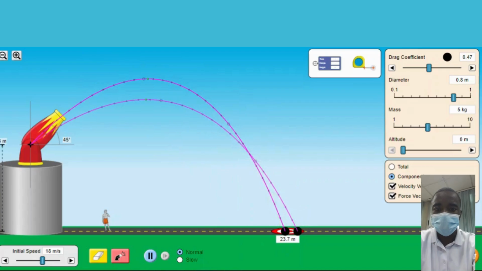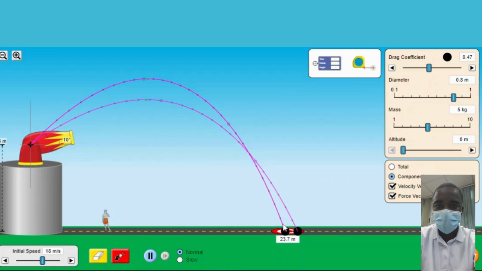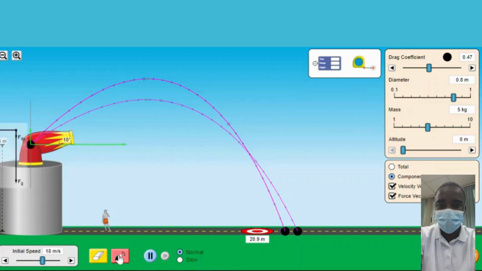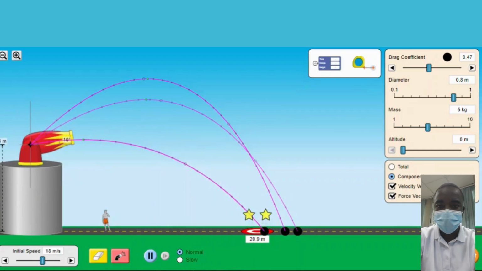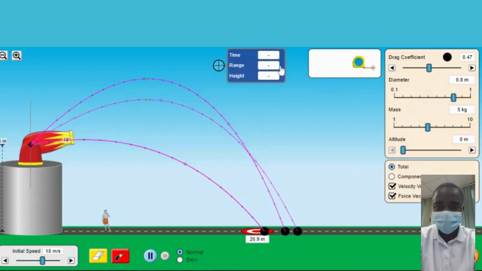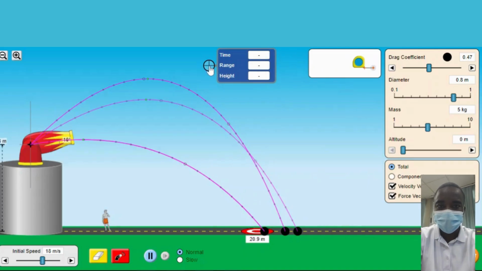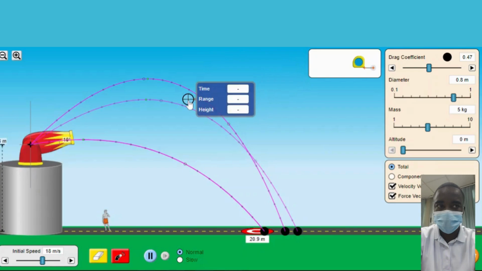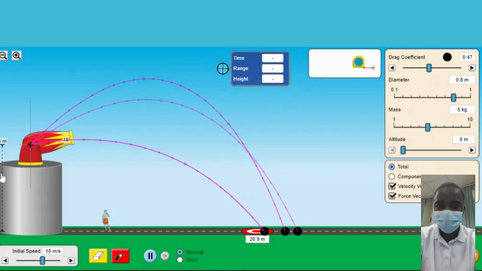The simulation covers a wide range of topics related to projectile motion, including the effects of angle, height, initial speed, air resistance, drag force, and gravity. This comprehensive approach helps students gain a holistic understanding of the principles of projectile motion and their applications in various fields. The projectile motion simulation is a valuable tool for teaching and learning about the principles of projectile motion.